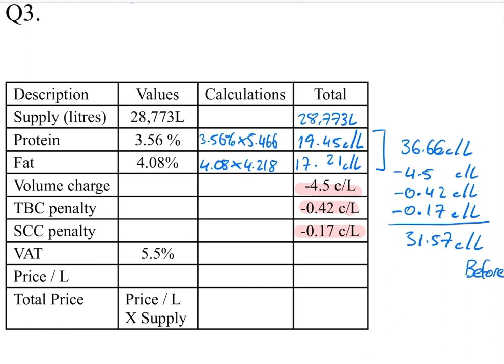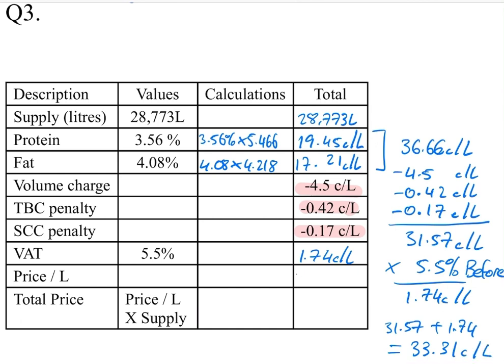We add on the VAT: 31.57 multiplied by 5.5% gives 1.74 cents per litre. I probably should have put another box here for the total price of milk, but anyway, when we add the VAT of 1.74 to our 31.57, we have 33.31 cents per litre. So our price per litre is 33.31 cents, multiplied by the total supply of 28,773 litres. So what is the farmer's paycheck?